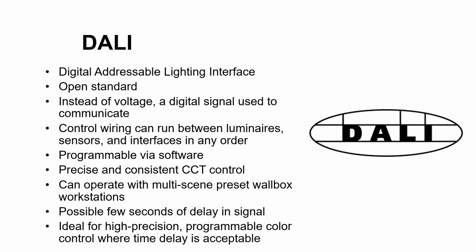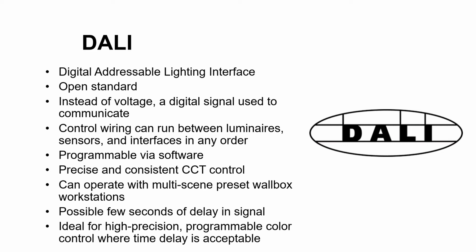While this can be precise and results in consistent color control, note that DALI drivers may be designed for different dimming curves, resulting in different relationships between input signals and light output. The signal can also be slow, so there can be up to a few seconds of time delay between the time the user interface control button is pushed and the lighting reacts. Control wiring can run from a luminaire to another luminaire, or from a sensor to a user interface to a luminaire, etc., in any order.